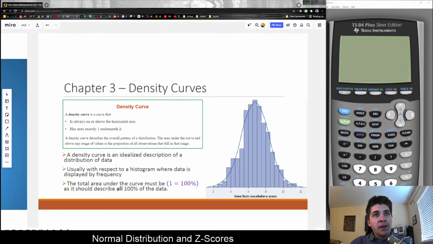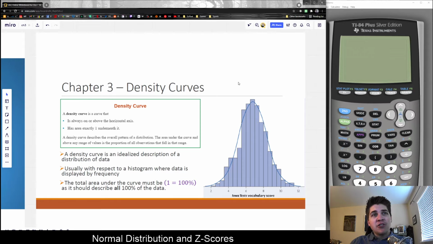In this video, we will pick up where we left off with Chapter 3 on the normal distribution. I'll start off with a quick recap before we get into the fundamentals of z-scores and how to find percentages from those. Just to do a quick recap, we talked about density functions or density curves.